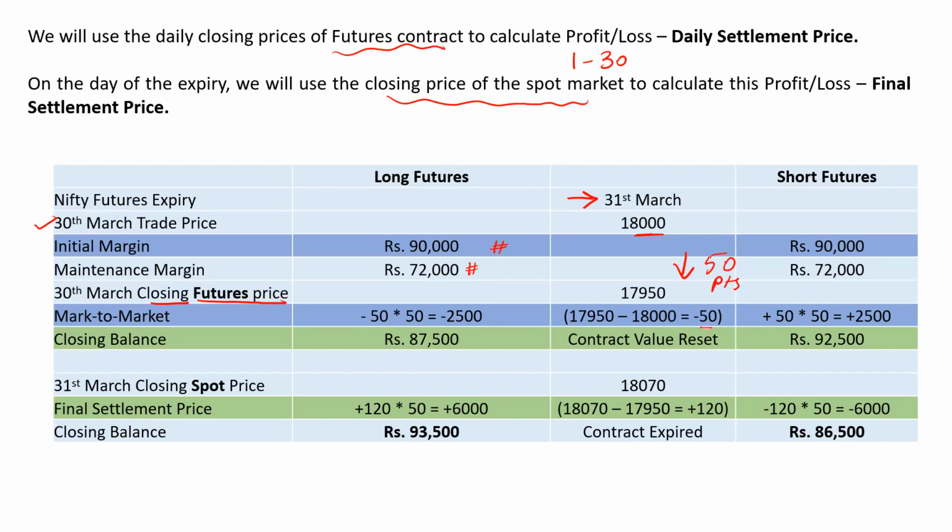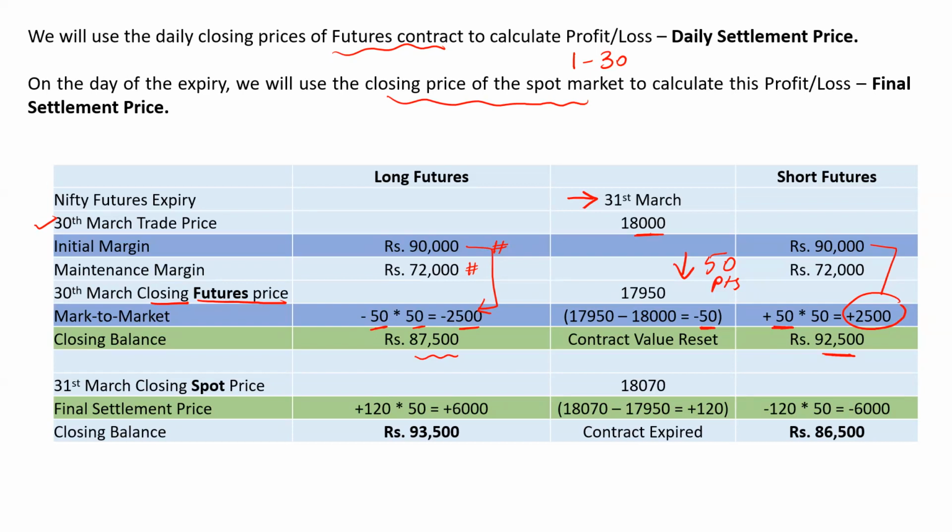So market has come down by 50 points. The short is earning 50 multiplied by 50, which is 2,500. 90,000 plus 2,500, his account is having now a balance of 92,500. The long is losing 50 points. 50 multiplied by 50 is 2,500. So 90,000 minus 2,500, his account is now having 87,500.